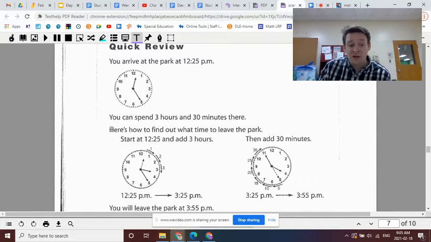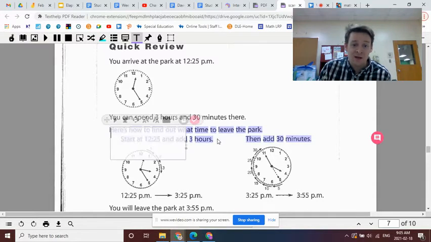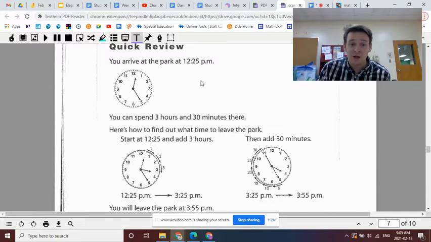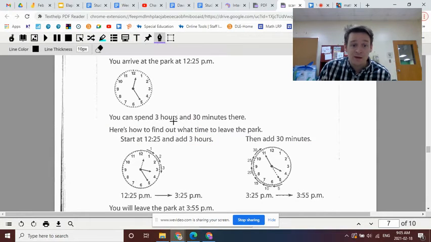So this strategy, we talked yesterday, if you watched the video, about a couple different strategies on how to find elapsed time. We did some number line strategies, and this strategy just focuses on using the clock. What we're going to do is make jumps by the hour, and then add the minutes, and see what time it is after our 3 hours and 30 minutes.